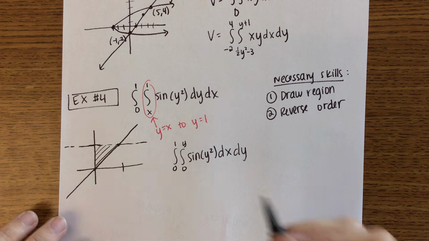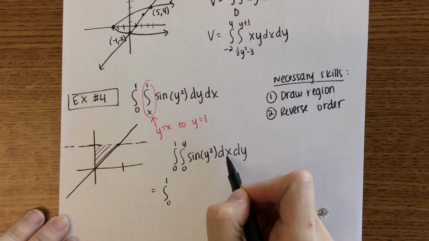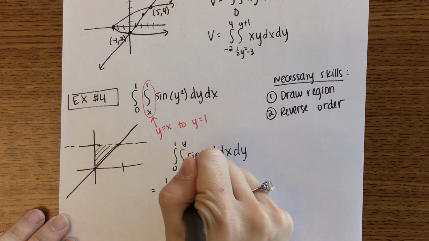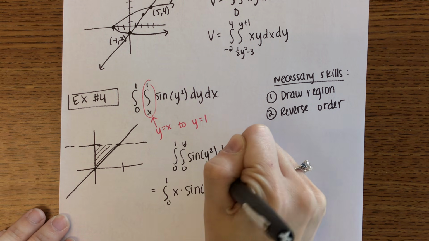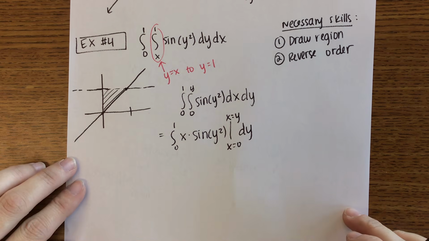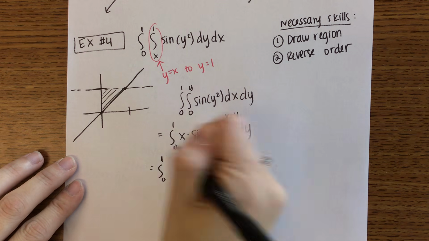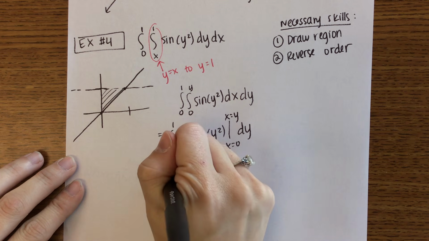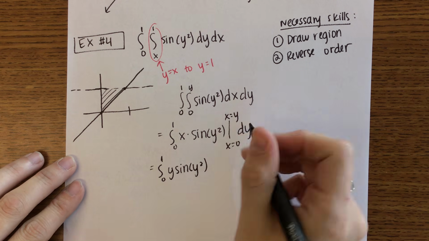Okay, so then we're going to do this one. Integrate with respect to x first, so we end up with x times the sine of y squared. We're evaluating from x equals 0 to x equals y. So we get 0 to 1. If we plug in y, we get y times the sine of y squared. And then we get 0.